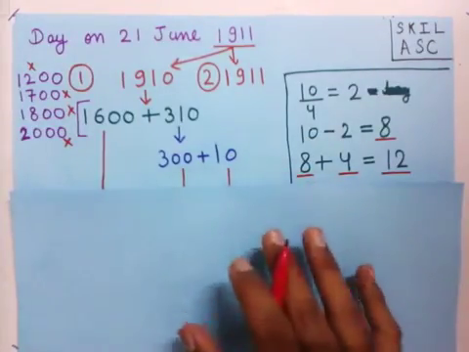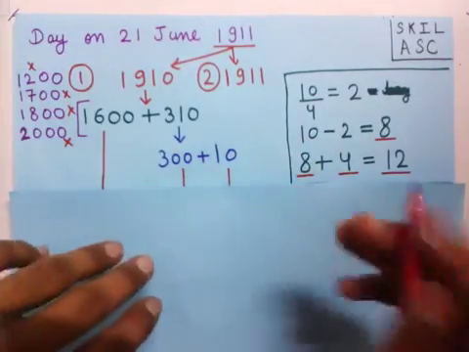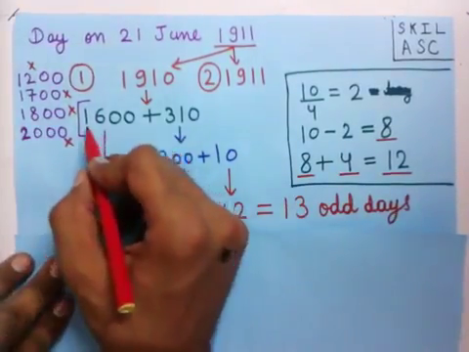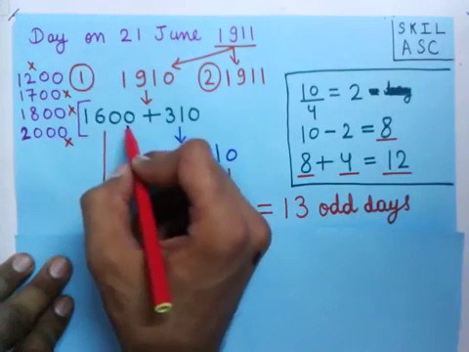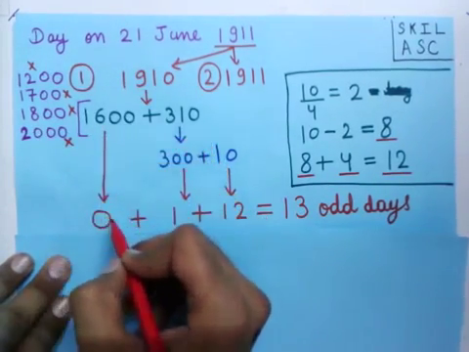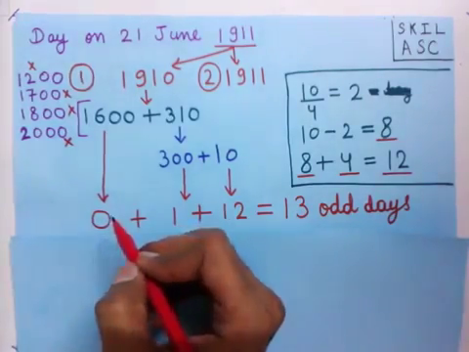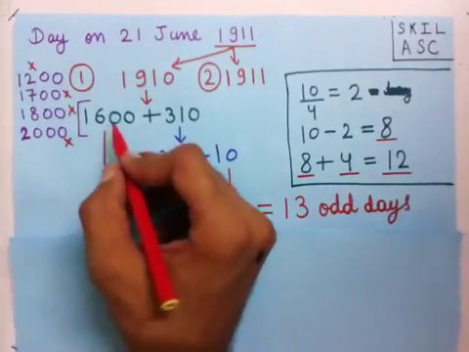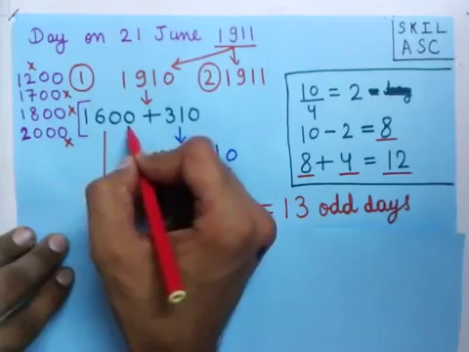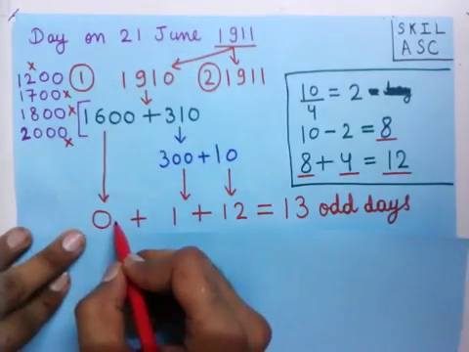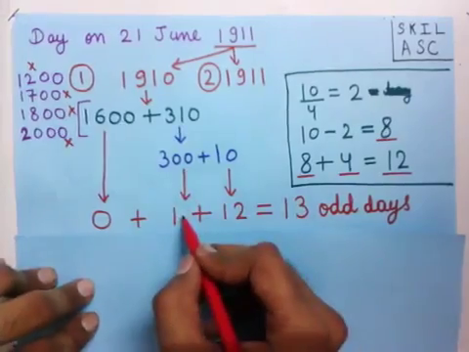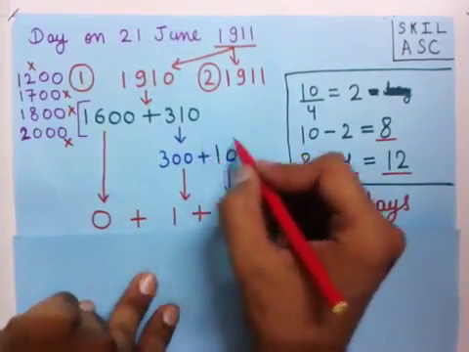Now we have got all the years. Now we will write the number of odd days for these years. We know this is a century and it is a leap year, so it will have 0 odd days. You see, if a century is a leap year, it will have 0 odd days. And we also know that 300 years have 1 odd day. So these 300 years will have one odd day. Now we have 10 years.